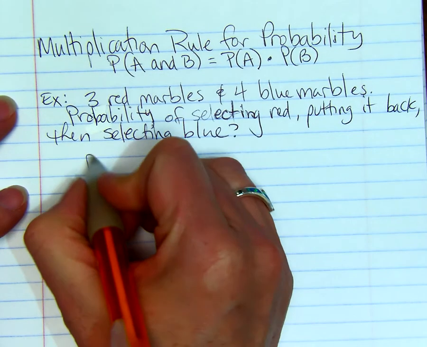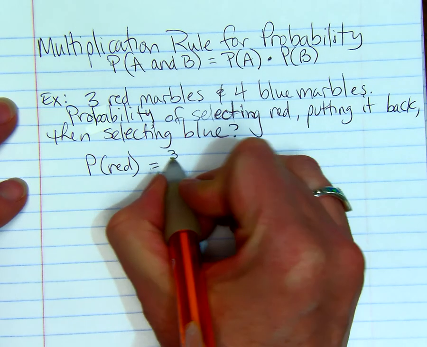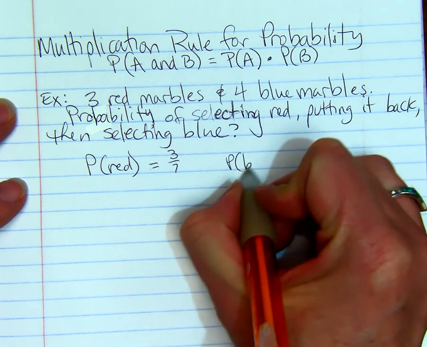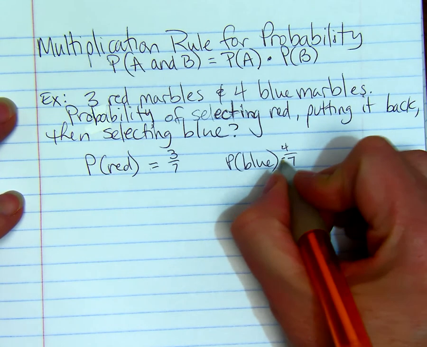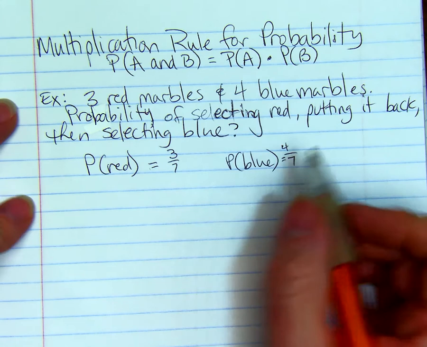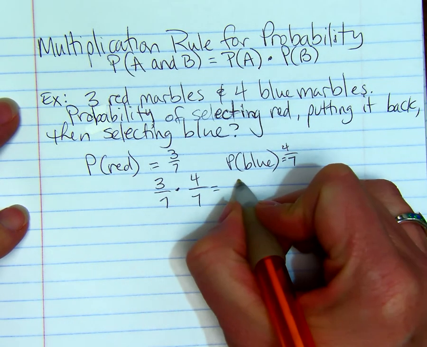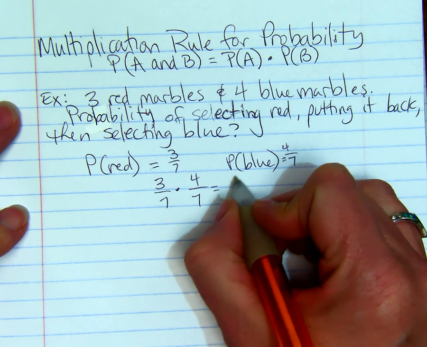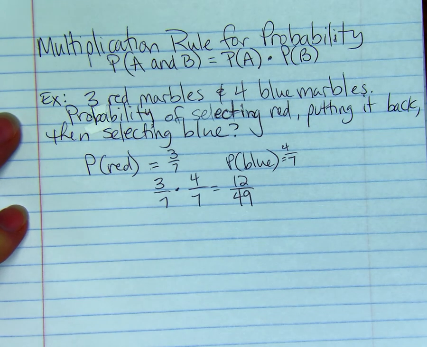So the probability of getting red is 3 out of 7. The probability of getting blue with all the marbles in there is 4 out of 7. So we times those two together. This is the multiplication rule for probability. So 3/7 times 4/7 is 12/49. And that's the end of the lesson.